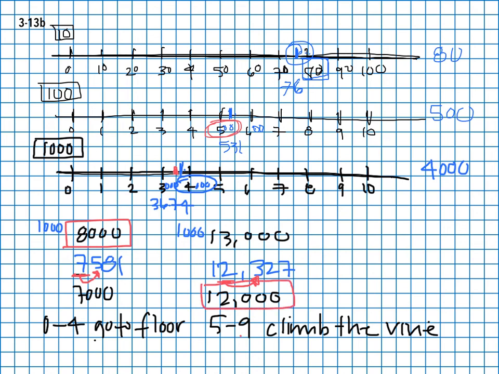One more problem here. Let's look at the number 293. This one we're going to round to the nearest 100. So it's either going to go up to 300 or down to 200. Which one? Well, we have to look at the number in the 100 spot, and then we look to our neighbor. Does 9 tell us to go up or down? Well, 0 through 4, go to floor. 5 through 9, climb the vine. Well, it's a 9, so we're going to go up to 300.